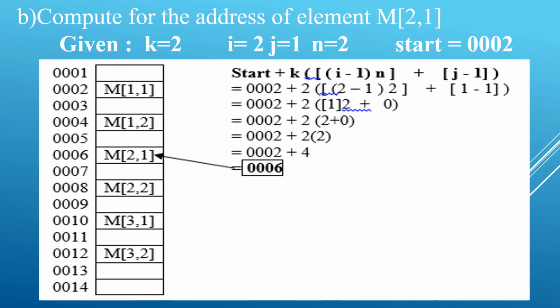So, 2 minus 1 muna, kaya 1. Okay? Multiplied by 2. And then, 1 minus 1 is 0. So, 1 times 2, 2 plus 0. So, 2 plus 0 is 2. Multiplied by 2, kaya naging 4. Plus 0002, so that would be 0006. Tama. Diba? Nakuha ba? O sige, another example.